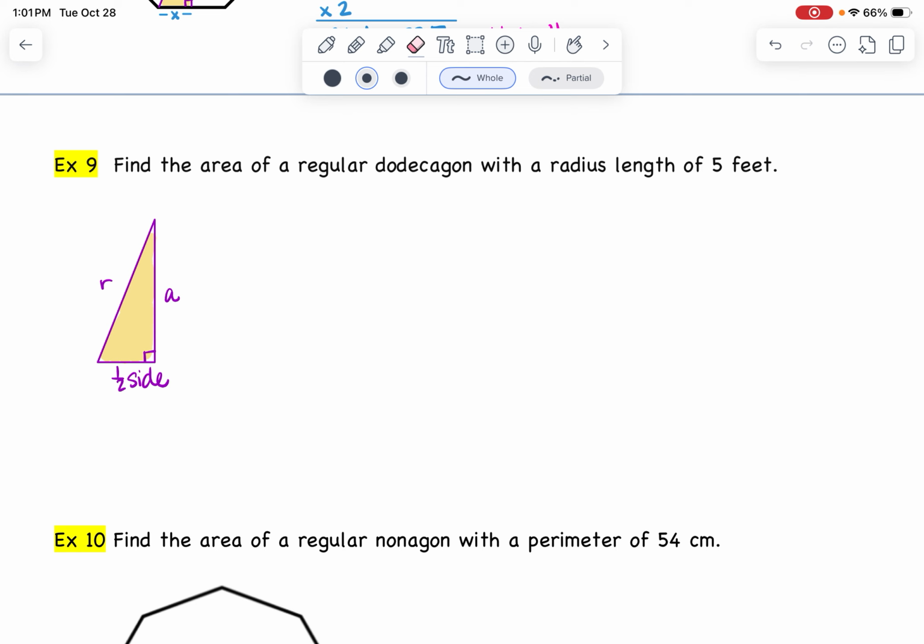So the radius is 5. So I'm going to label that, okay? I'm going to have to find the apothem and the side length because I don't know either one of them. So if everyone's cool with it, I'm going to label these X and Y. You can use A for apothem, though, if you want to, and whatever for the side length.